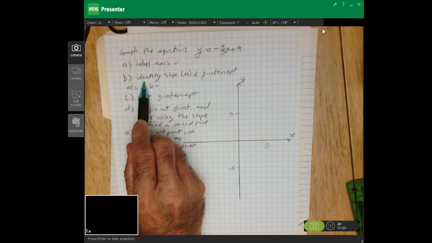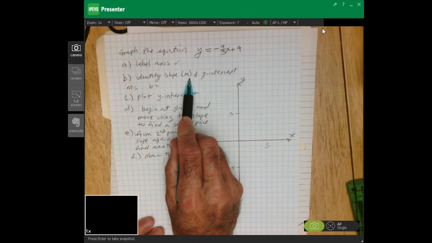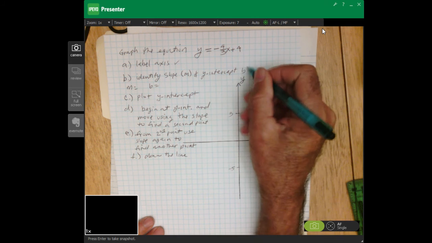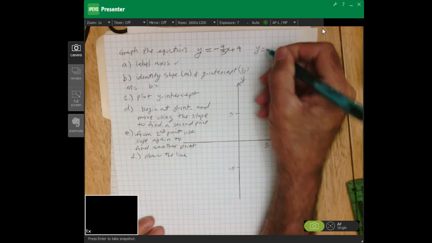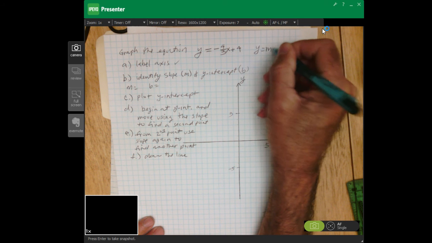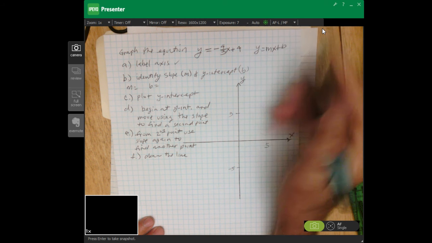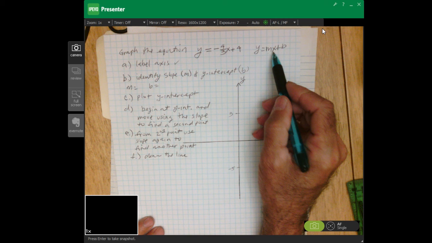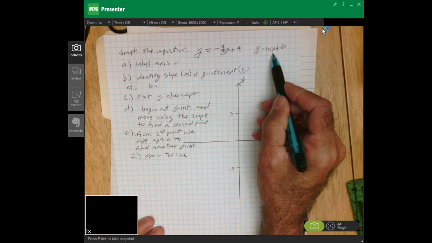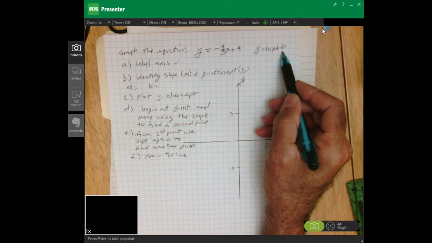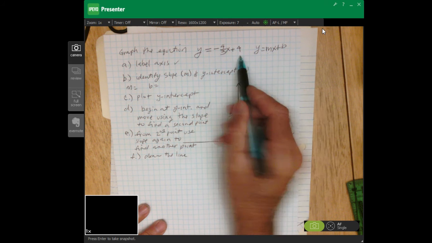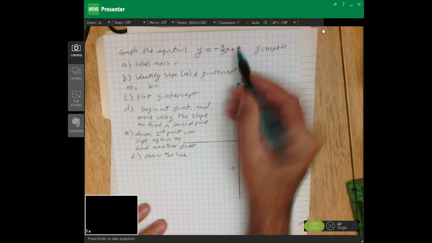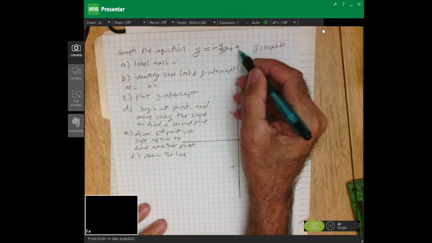Then we're going to identify the slope, which we call m, and the y-intercept, which is b. So remember we're using the slope-intercept form of a line, which is y equals mx plus b. The m is the number in front of the x, the coefficient of x. B is the constant value, the number that is just a number. So we look over here, the one that's just a number is right there, which is 4.